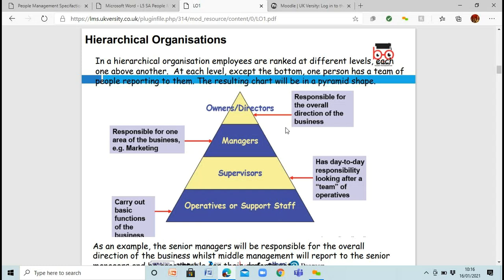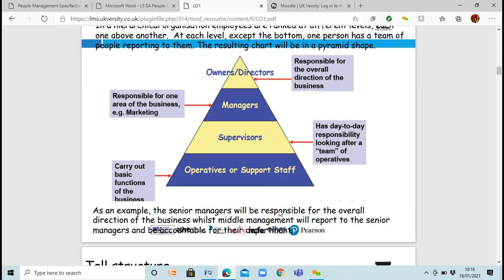So if you have a look over here, at the top are the owners and directors. They're responsible for the overall direction of the business. Under the owner or director, we have managers, and they're responsible for a certain area of their business, so sales, marketing, production, and so on. Then we have supervisors, and they have a day-to-day responsibility. And then we have the operatives or support staff, and they're the actual people that carry out what needs to be done.